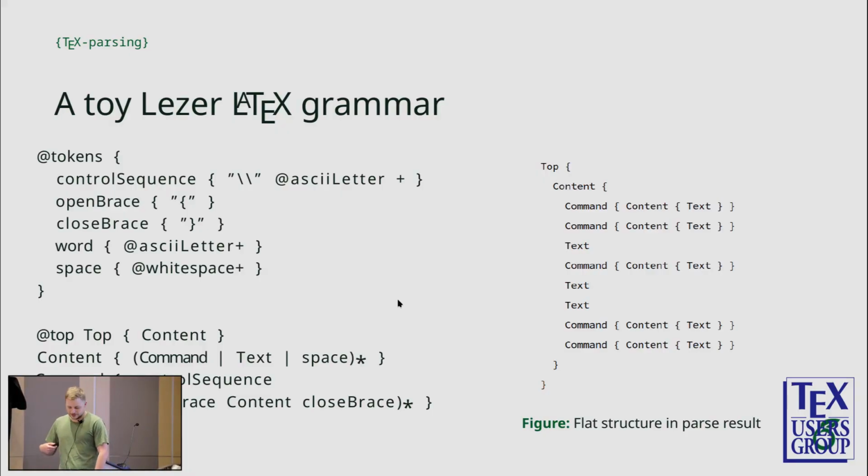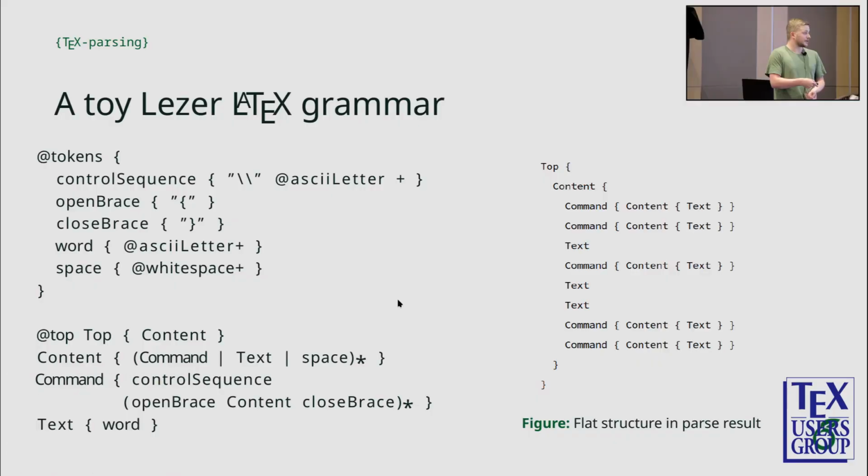And then to define the structure of the document, from the tokens, we have some entry point, which basically describes our entire document. A document contains content, and content can either be commands, text, or spaces, or any combination of those. A command is a control sequence followed by arguments, and arguments are content enclosed by opening and closing braces. And finally, text is just, in our case here, a word.